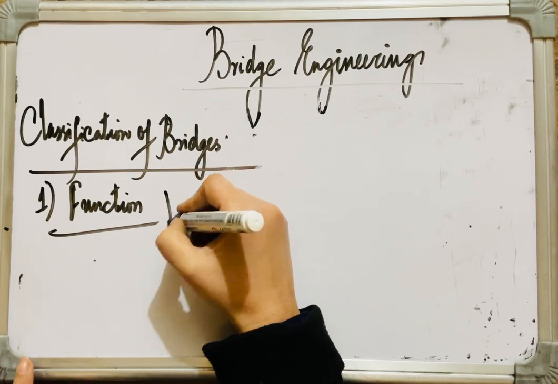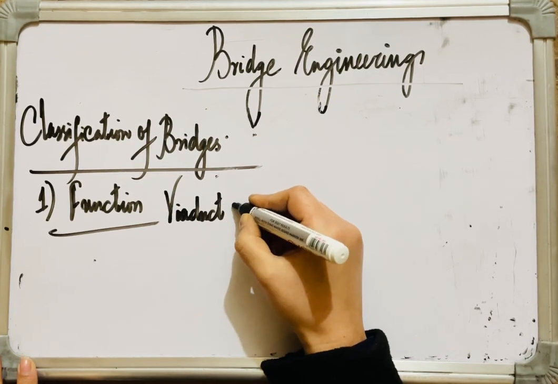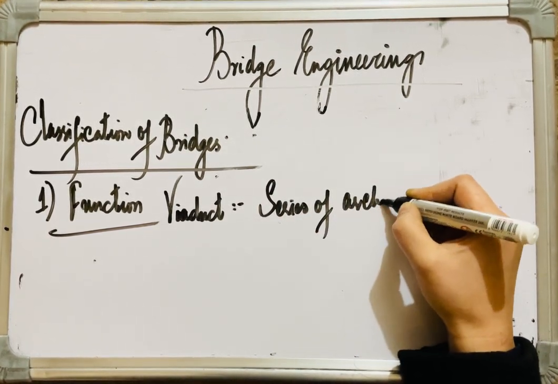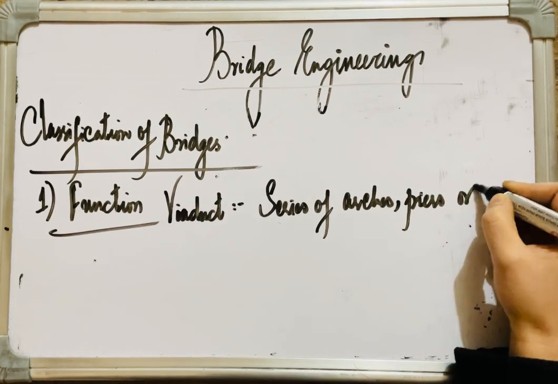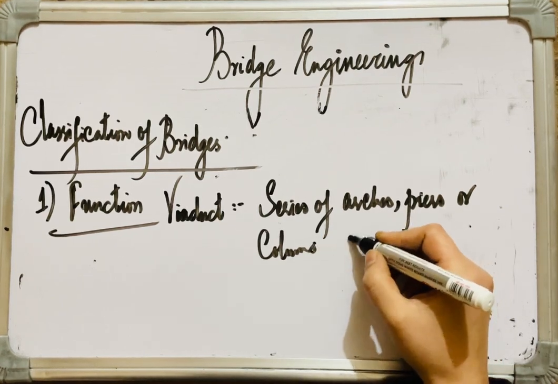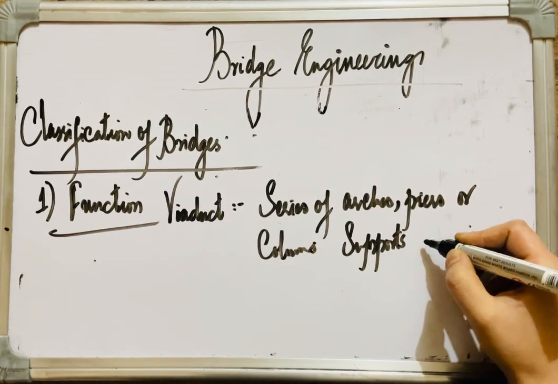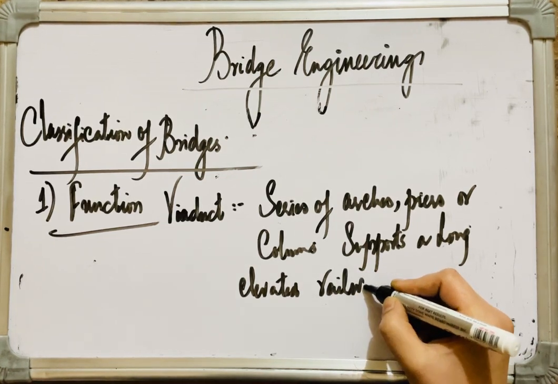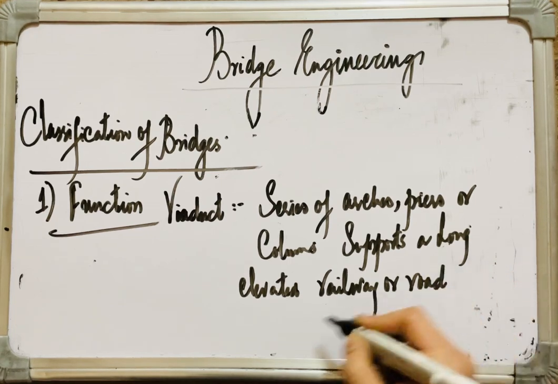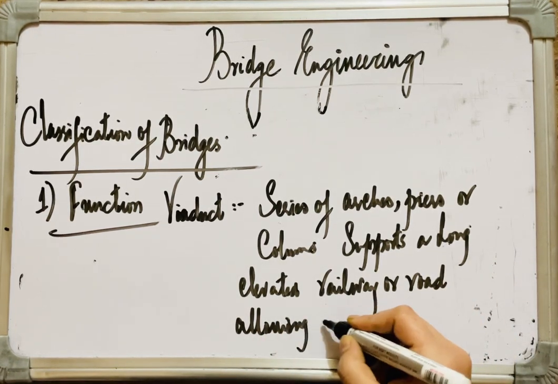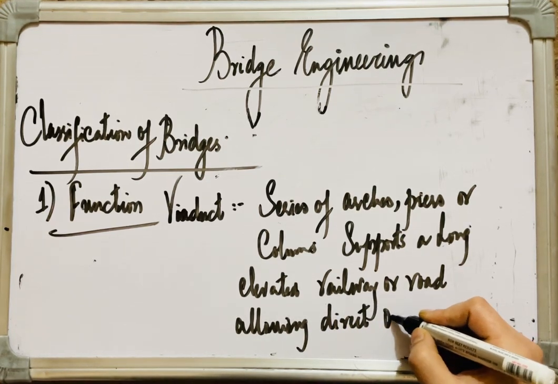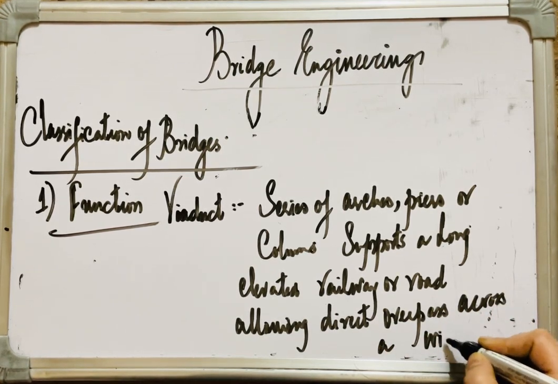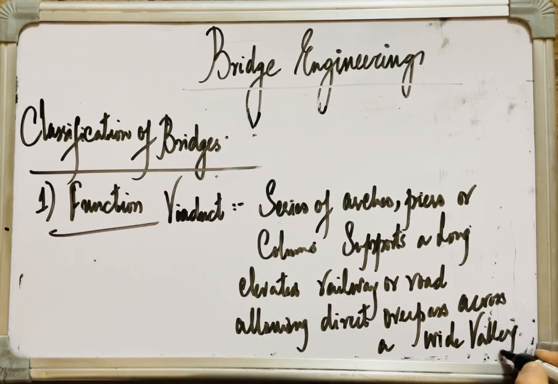Viaduct, it is that type of a bridge that consists of a series of arches, piers or columns which supports a long elevated railway or road, allowing direct overpass over a wide valley, or across a wide valley. That type of a bridge is known as a viaduct.